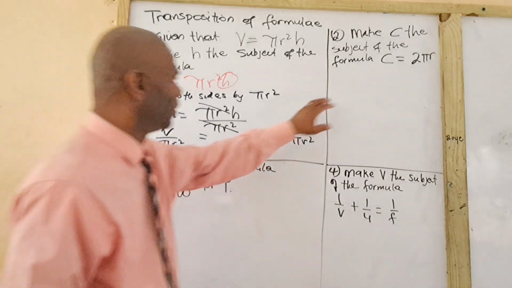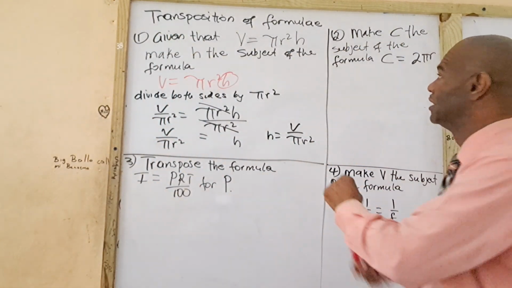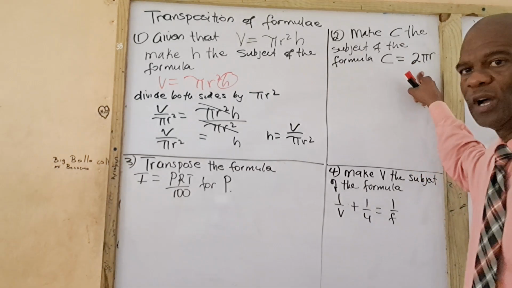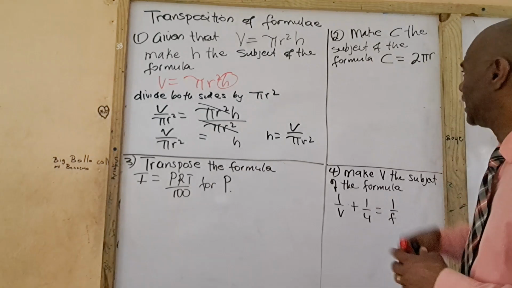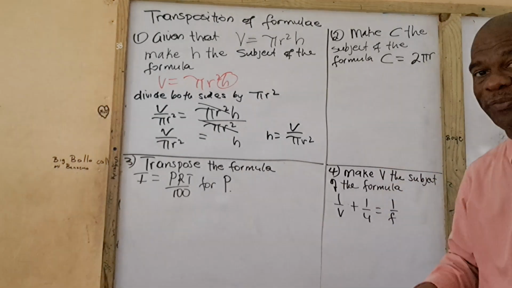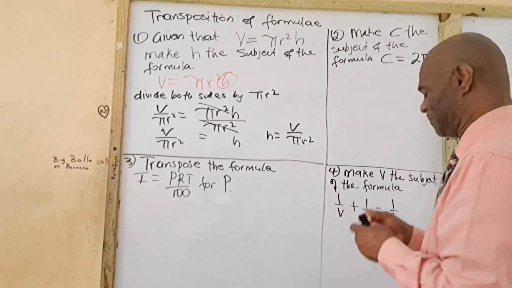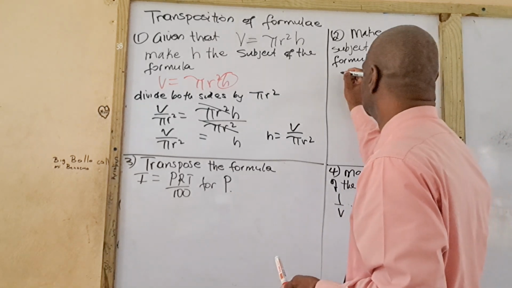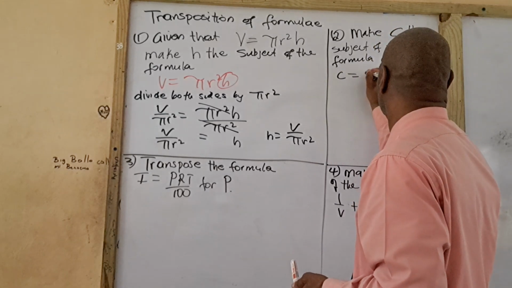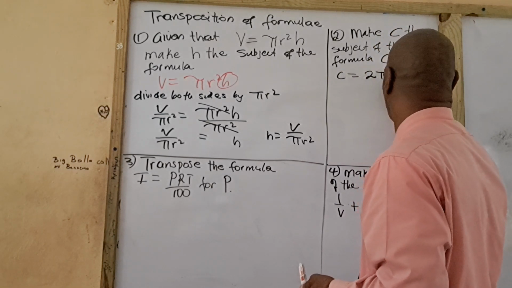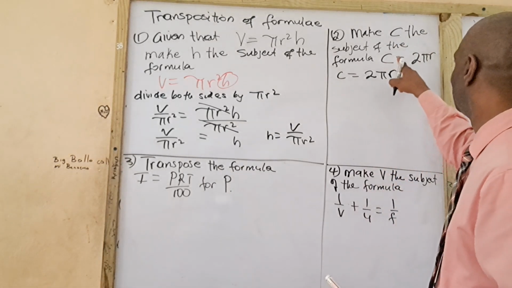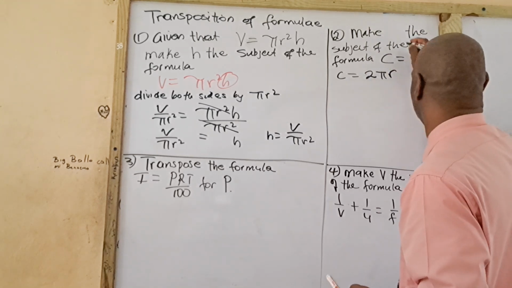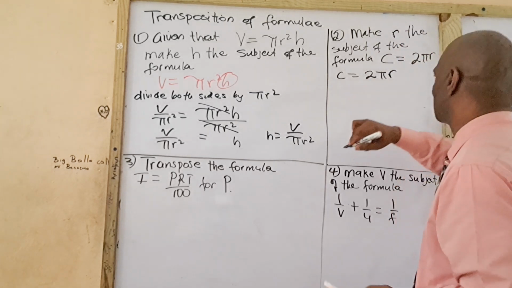Alright, now let's go to this one. So we have, make c the subject of the formula. c equals 2 pi r, right? And this we use to find the circumference of a circle, right? Okay, so let's do that. So we have c equals 2 pi r. Sorry, this one is not right. It should say make r the subject of the formula. So r the subject of the formula.